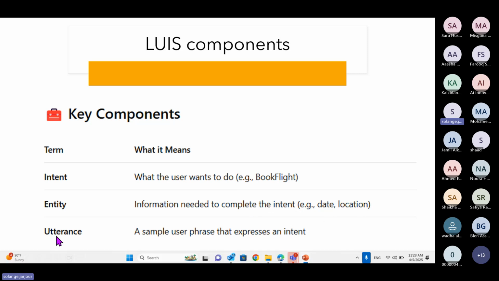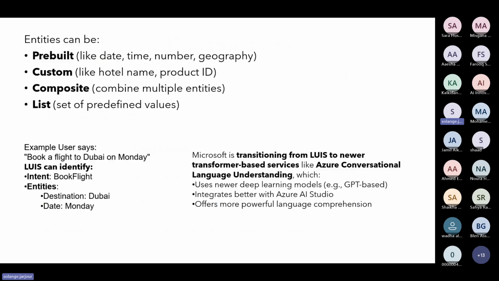Now, utterance is a sample user phrase that expresses an intent. It's a sentence that the user writes, which will have the intent and will also contain entities and so on.